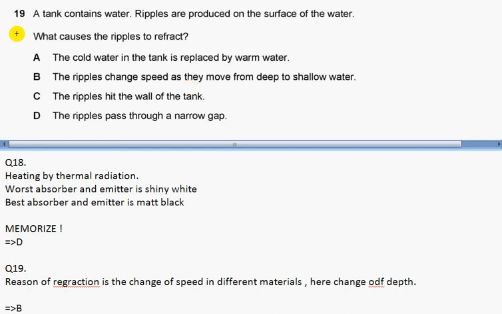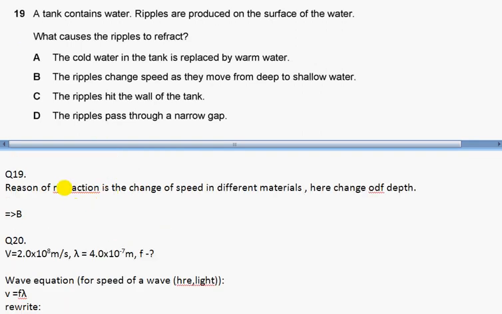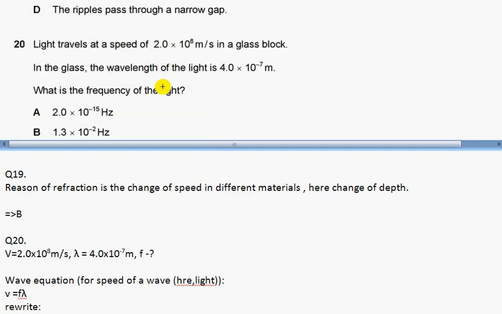A tank contains water. Ripples are produced on the surface of the water. What causes the ripple to refract? Question 19. Reason of refraction is the change of speed in different materials. Here, change of depth, and we find change of depth. Where we have change of depth, it is in B. The ripples change speed as they move from deep water to shallow water. 19.